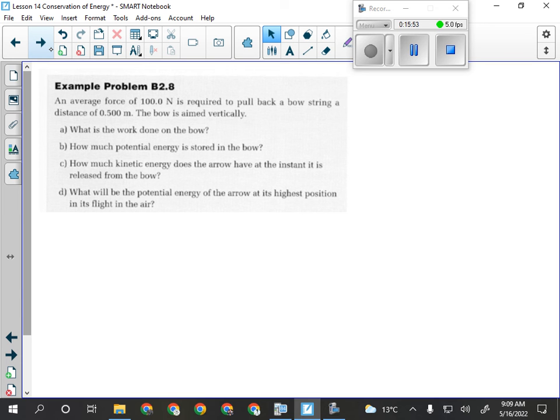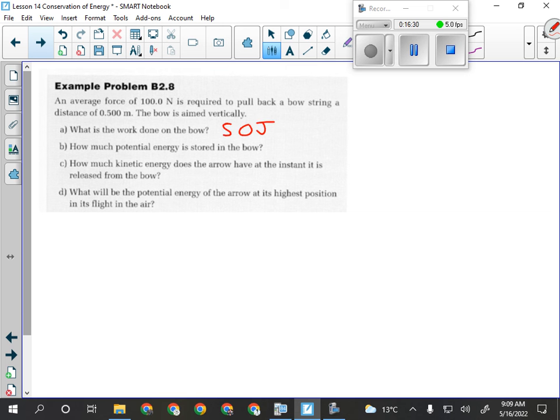Okay, so we're going to walk through this one together just to illustrate a point about the work energy theorem and how it relates to what we're doing now. If I use an average force of 100 newtons to pull back a bowstring half a meter and aim the bow vertically, which is an example we went over a bunch of times, what's the work done on the bow? How do I calculate the work if I was just given force and distance? Multiply them together. 100 times 0.5 is 50 joules.